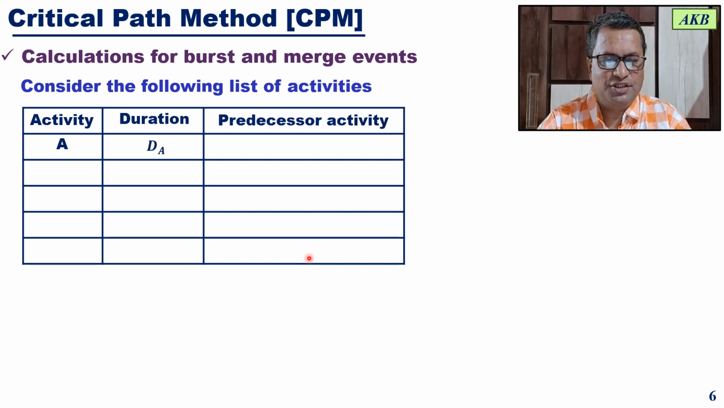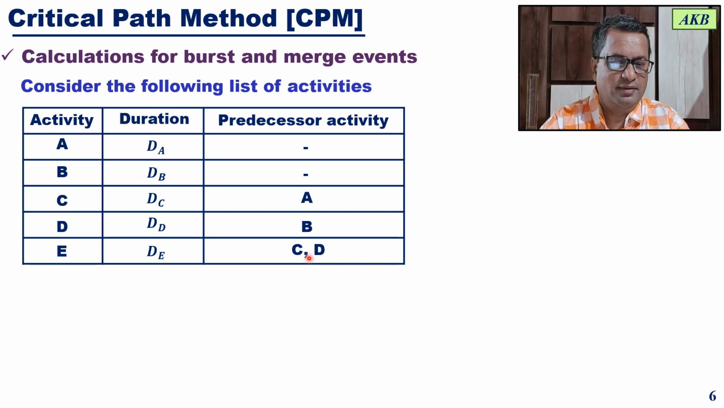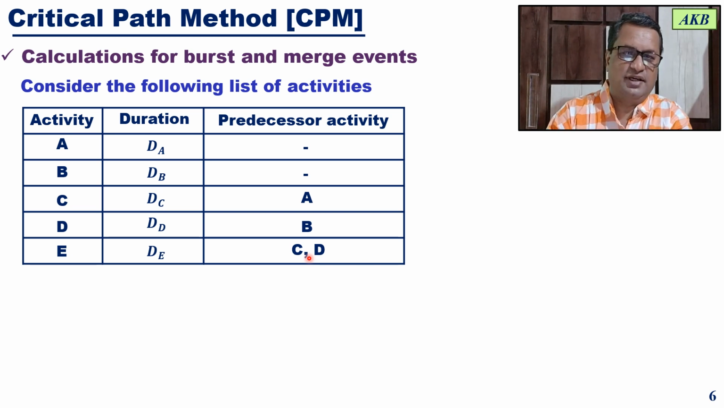Activity A, duration is DA. Again, I am using a general notation. No predecessor activity. Activity B, duration DB. No predecessor activity. Activity C, duration DC. Predecessor activity is A. Activity D, duration DD. Predecessor activity is B. And finally, last activity for this example is activity E, whose duration is DE, and there are two predecessor activities, activities C and D.